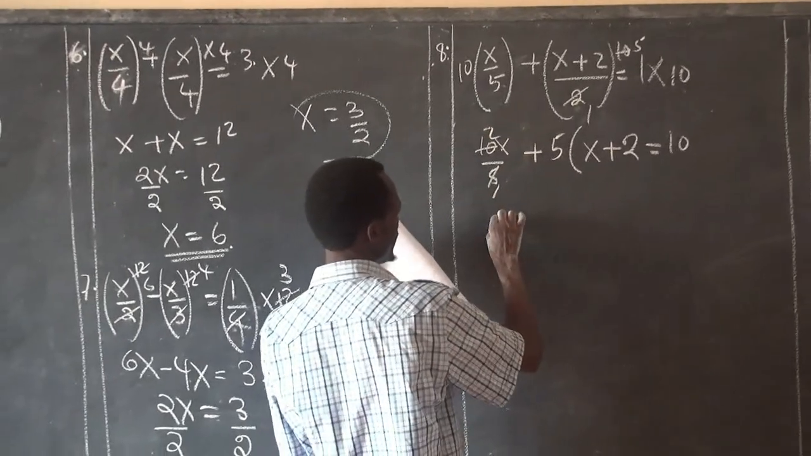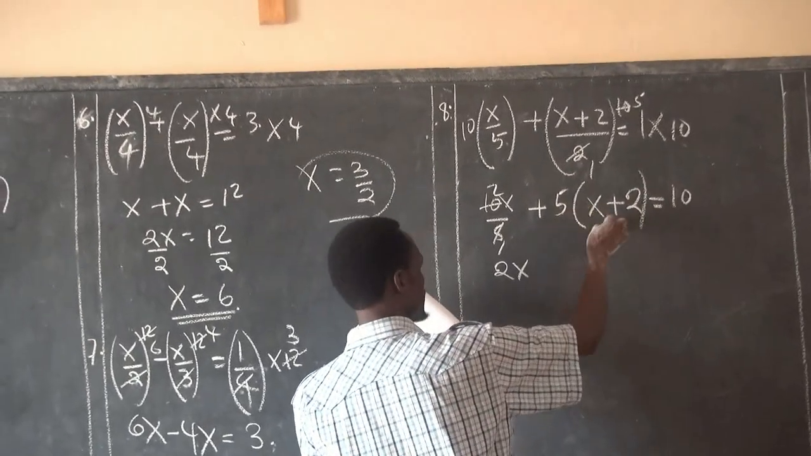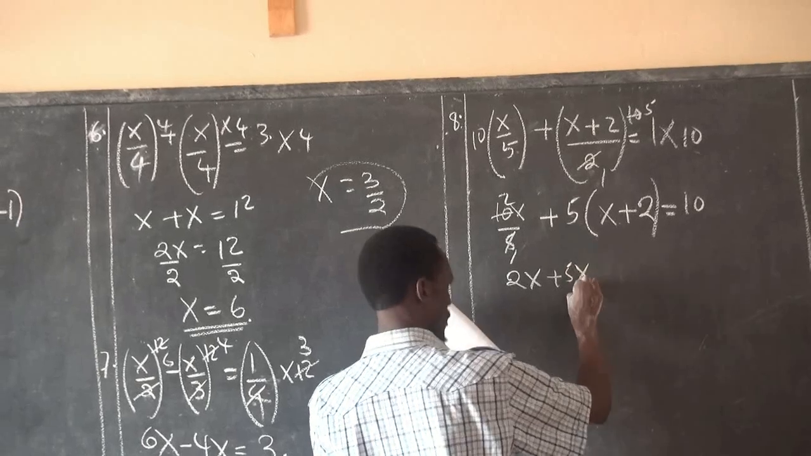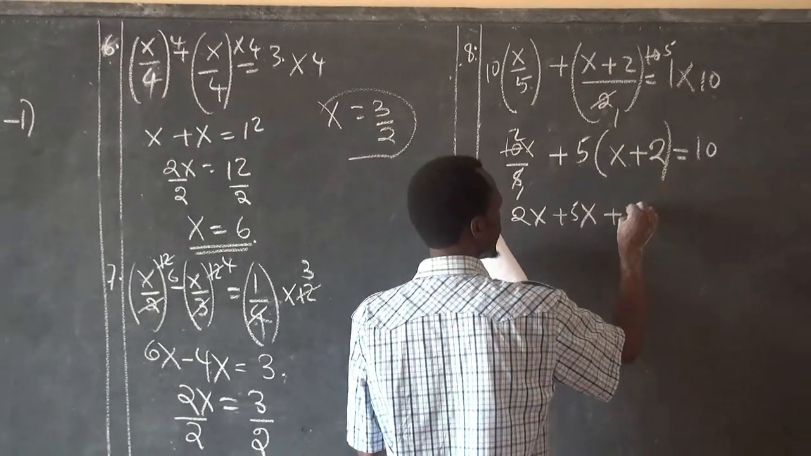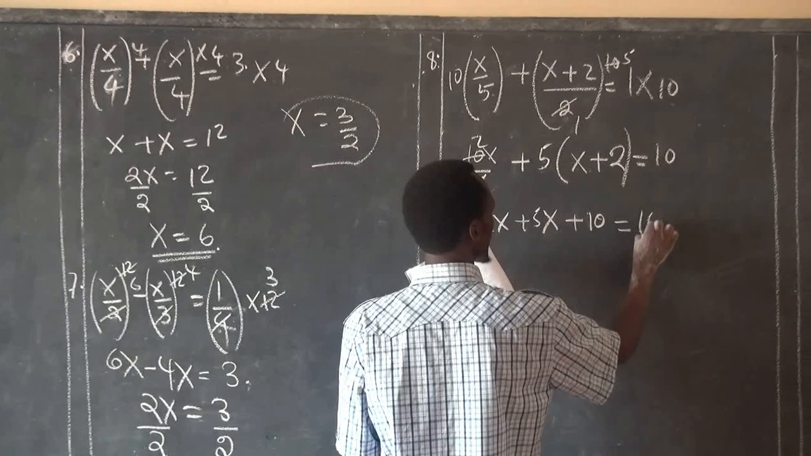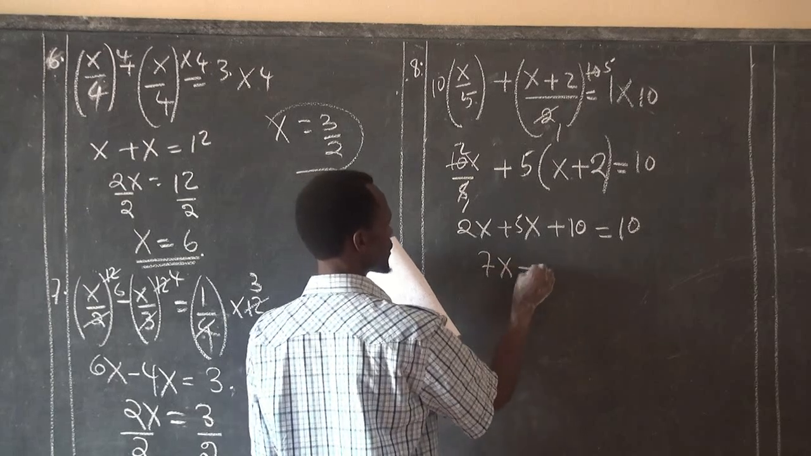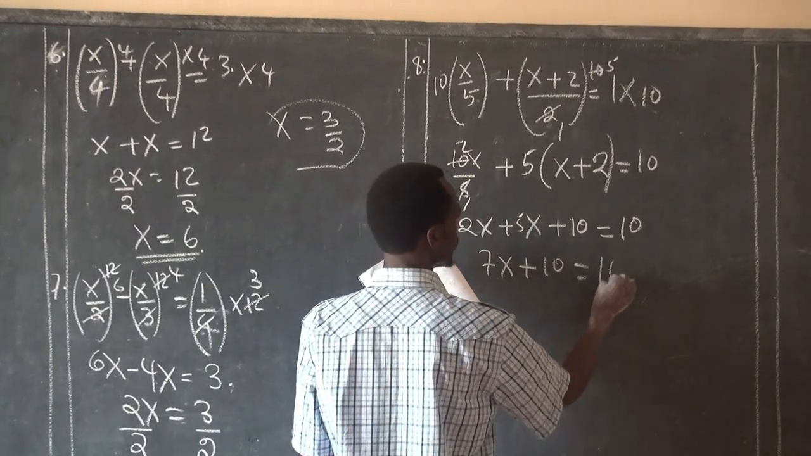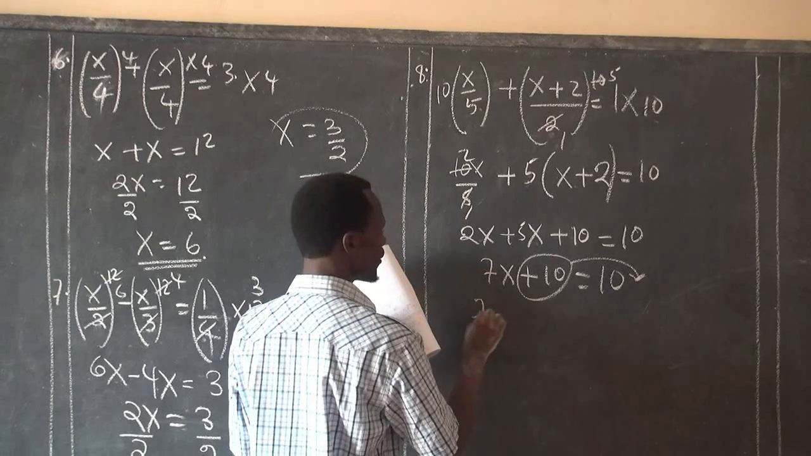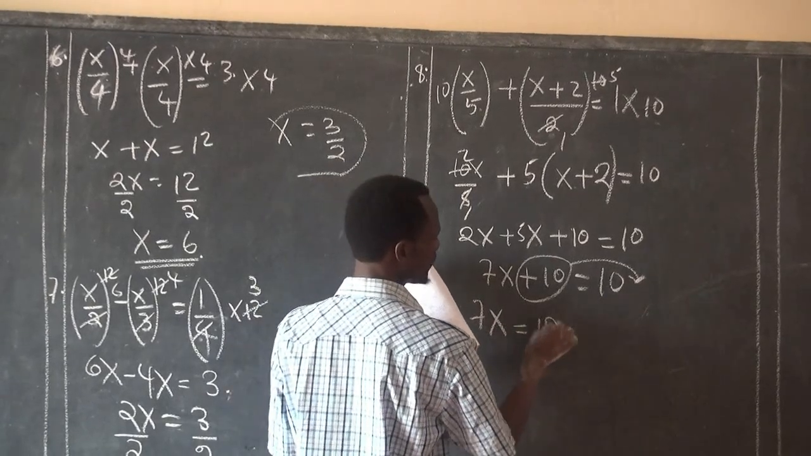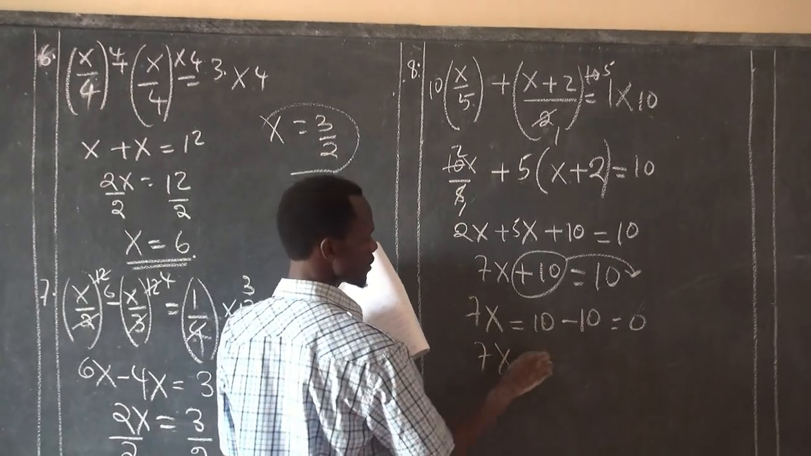You get 2x. Now let us open the bracket here. 5 times x, you get 5x. Now 5 times 2, you get 10, which is equal now to 10. Now this plus this one, you get 7x plus 10 is equal now to 10. The positive becomes negative. Then you have 7x is equal to 10 minus 10, which now is equal to 0.